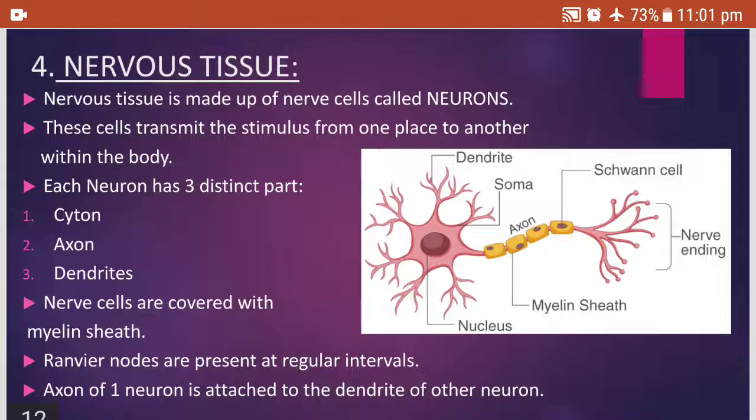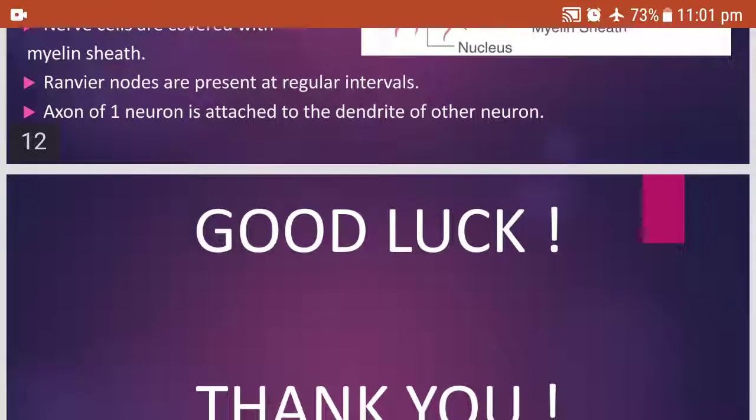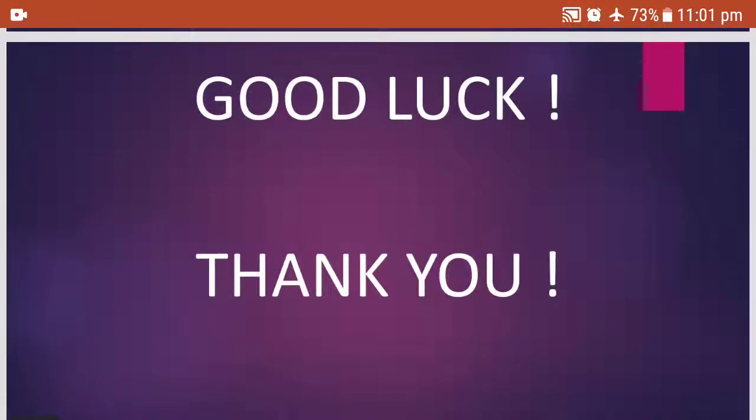Nerve cells are covered with the myelin sheath. Ganglion nodes are present at regular intervals. The axon of one neuron is attached to the dendrite of another neuron to transmit the messages. So children, with this we have seen the four types of animal tissues. This is only for your objective type questions.